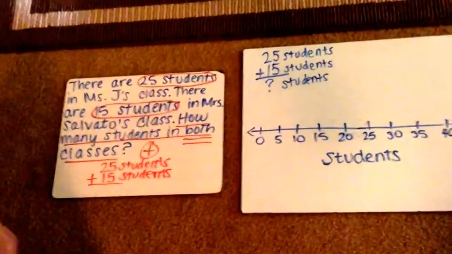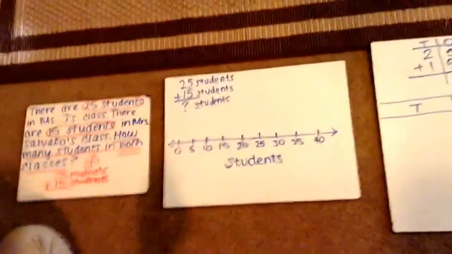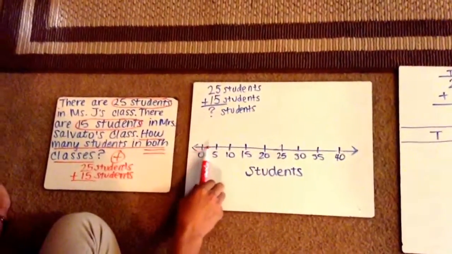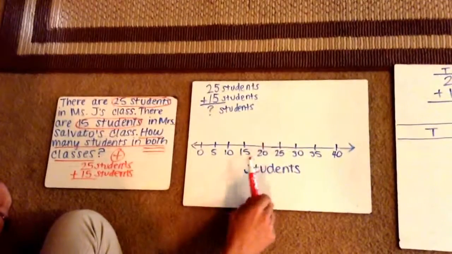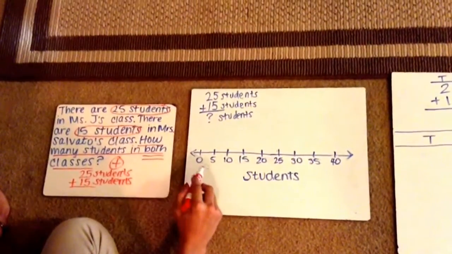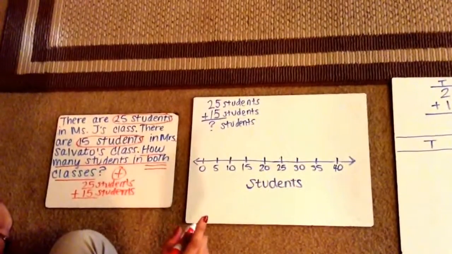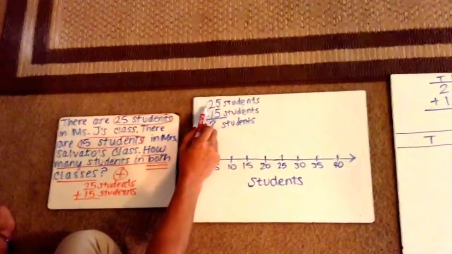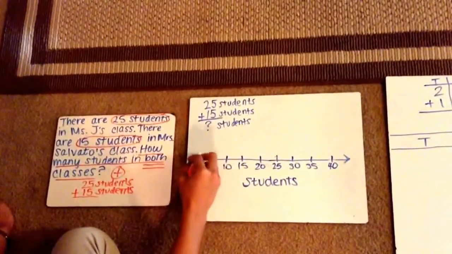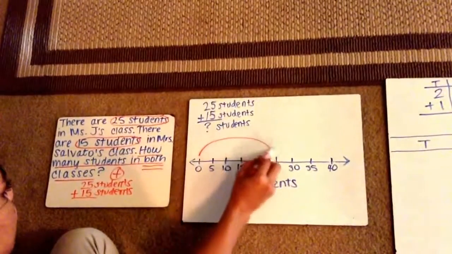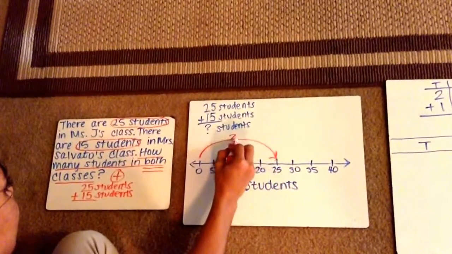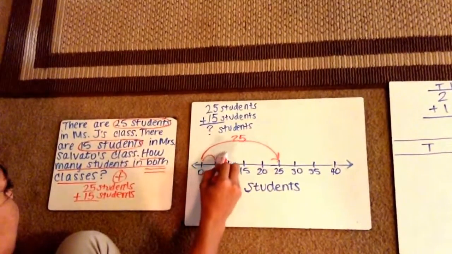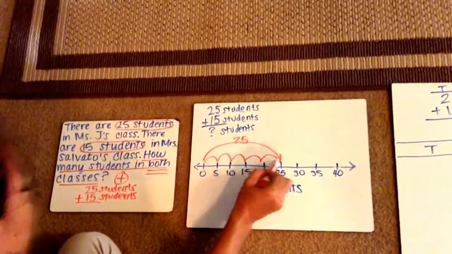So the first method I want to talk about is going to be the linear model. It's going to be a number line. First, I want to point out that each hash mark is worth 5 students. This is important because we're not counting by ones, we're skip counting by fives. First, we have to indicate the quantity of 25 students. So start at 0 and jump to 25. This is showing our 25 students. Let's double check ourselves. 5, 10, 15, 20, 25.